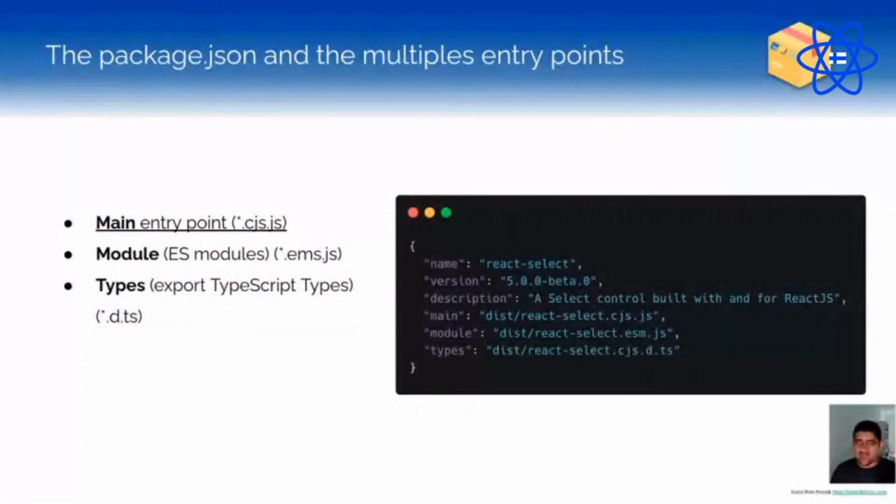The package.json is the central file of your package, and there are many ways to export your work. The main entry point, which I will extend in the next slide, and then you have the module property, which is useful for shipping ES modules and is still not the de facto standard, and the property types, which is for exporting mainly type definitions.